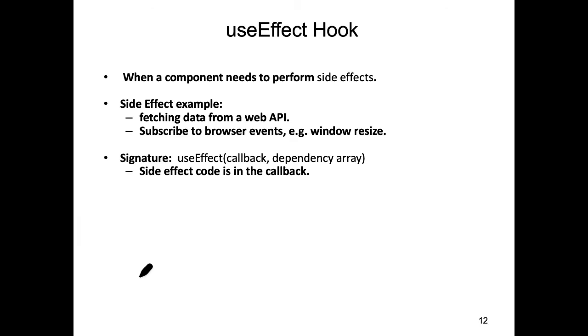The useEffect function takes two arguments. It takes a callback, which is a function, hence the useEffect hook is a higher order function. It takes a callback, and it takes what I'm calling a dependency array. And it's inside the callback that you put the side effect code, if you like. And we'll see that in a while.